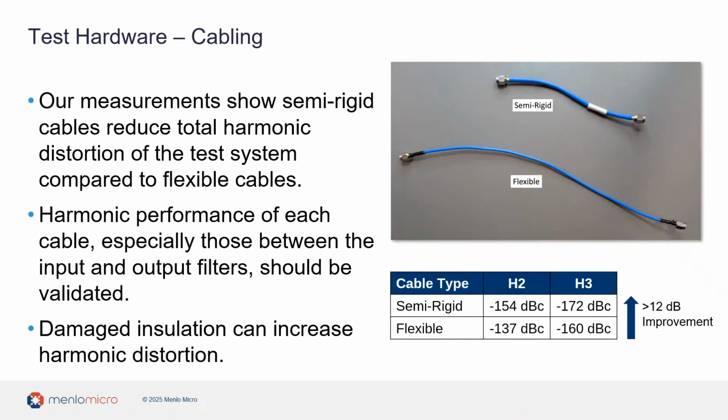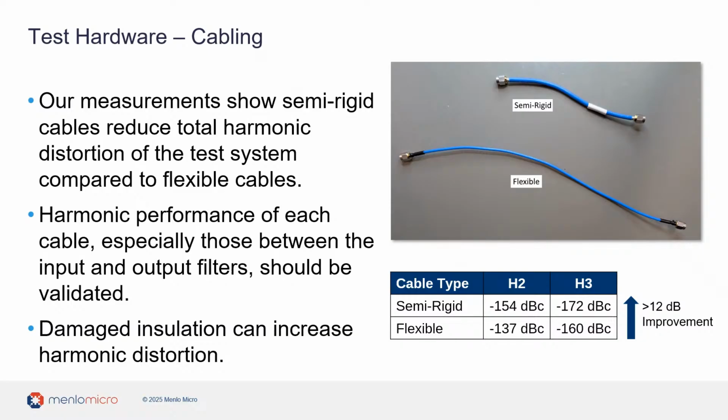While less critical when making harmonics measurements of an active device like an amplifier, the cable choice can make a difference in a test setup when measuring devices with very good harmonic performance like a passive device. Our measurements showed that switching from flexible cables to a semi-rigid type of RF cable in between the filters and the DUT improved the harmonic performance of the overall system by more than 12 dB. The harmonics performance of each cable should be evaluated in your system when you need very high accuracy and sensitivity.